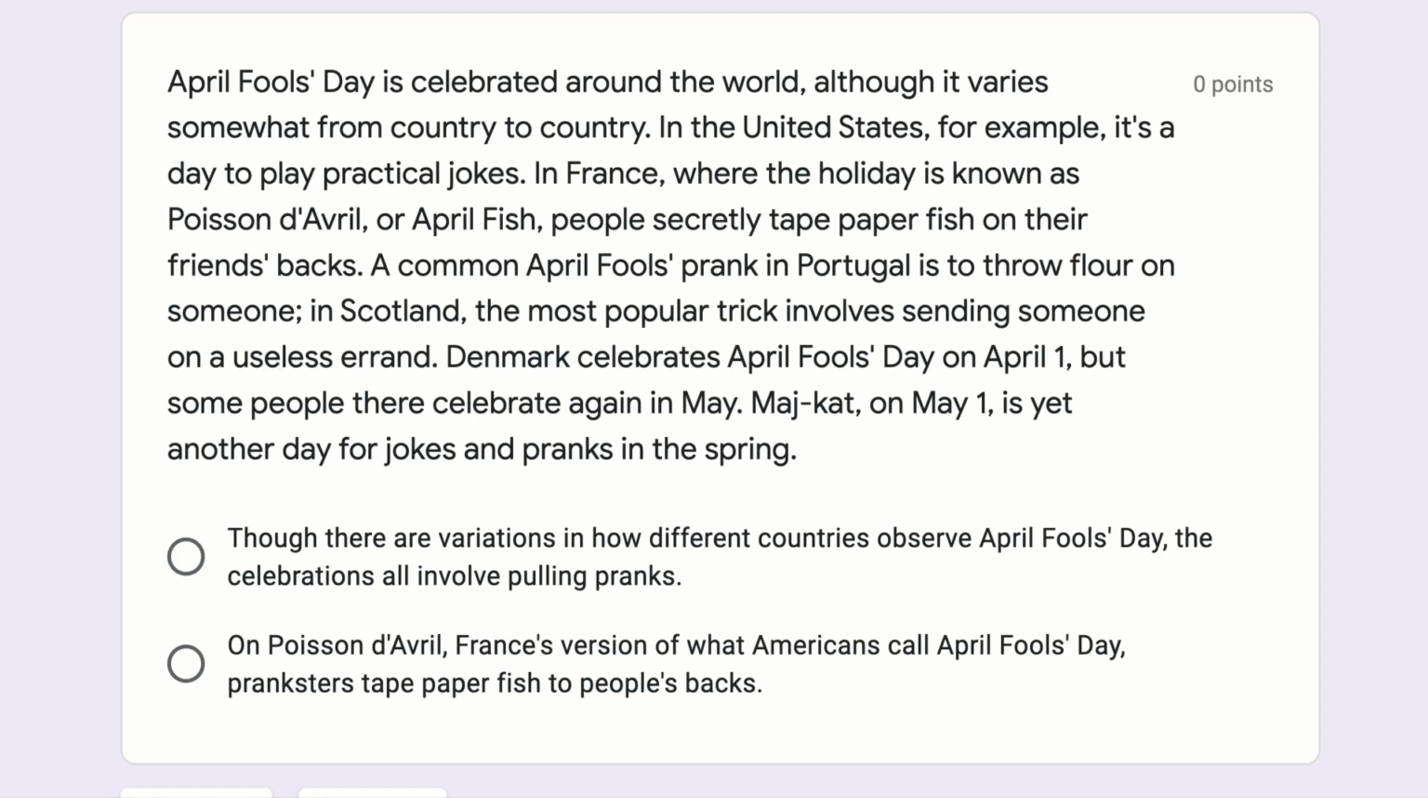Let's take a look at this one. April Fool's Day is celebrated around the world, although it varies somewhat from country to country. In the United States, for example, it's a day to play practical jokes. In France, where the holiday is known as Poisson d'Avril, I'm not sure I actually pronounced that correctly, or April Fish, people secretly tape paper fish on their friends' backs. A common April Fool's prank in Portugal is to throw flour on someone. In Scotland, the most popular trick involves sending someone on a useless errand.